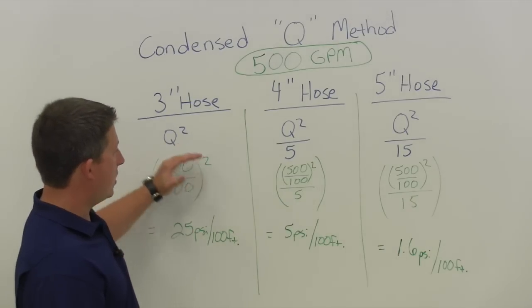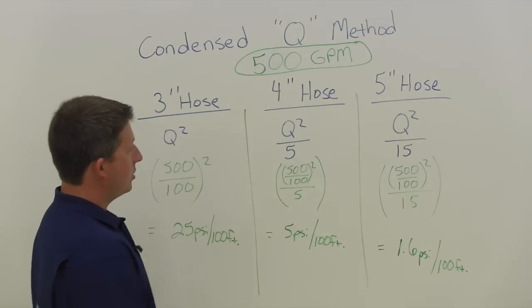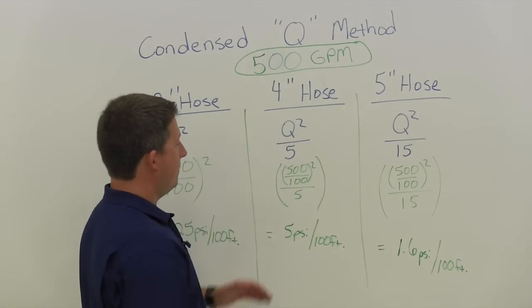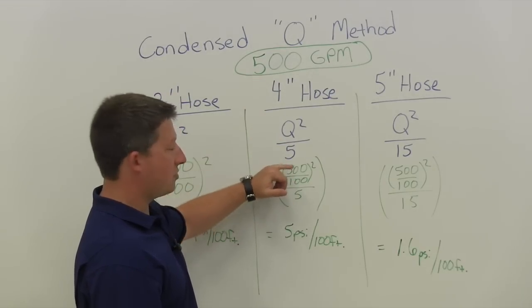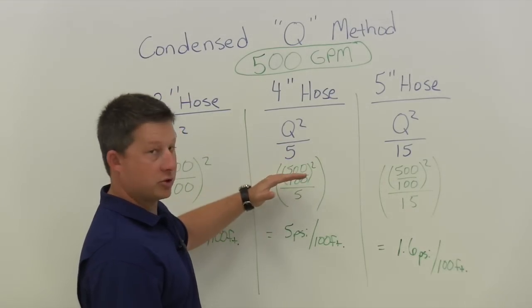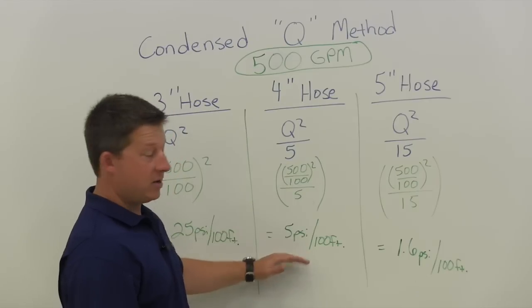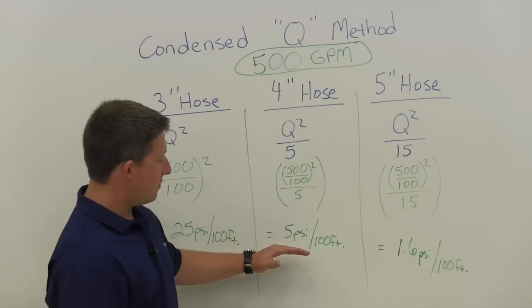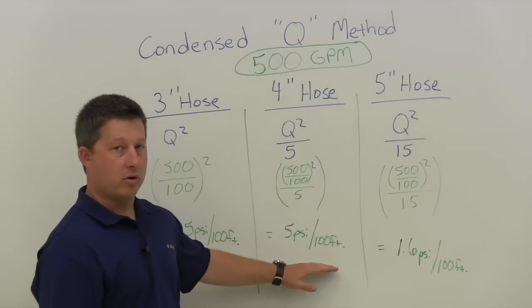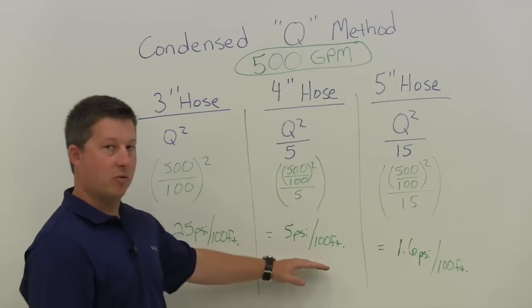We take that same equation and we divide it by 5 for a 4-inch hose. So Q squared divided by 5. That'll be 500 divided by 100 because it's 500 GPM, which is 5. 5 squared is 25. 25 divided by 5 is 5. So in a 4-inch hose flowing the same amount of water, you'll have 5 psi friction loss per 100 feet of hose. So you'll see there's a tremendous difference between a 3-inch hose and a 4-inch hose.